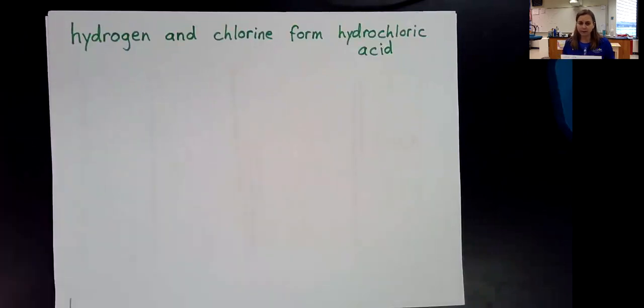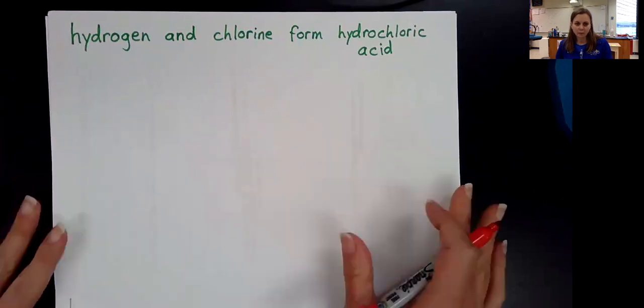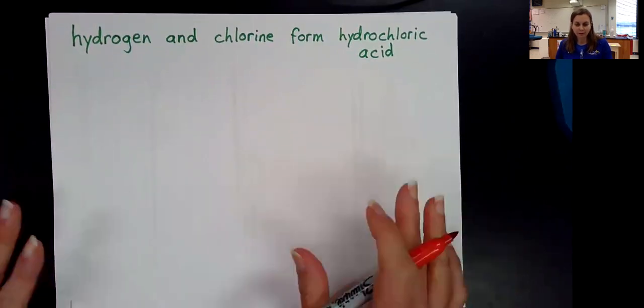We're going to look at it at a molecular level. We're going to look at it mathematically, and hopefully this will help you as you work through these kinds of problems. So we're going to start first with this equation: hydrogen and chlorine react to form hydrochloric acid. Anytime we have an equation like this, it's called a word equation because it's written in words.